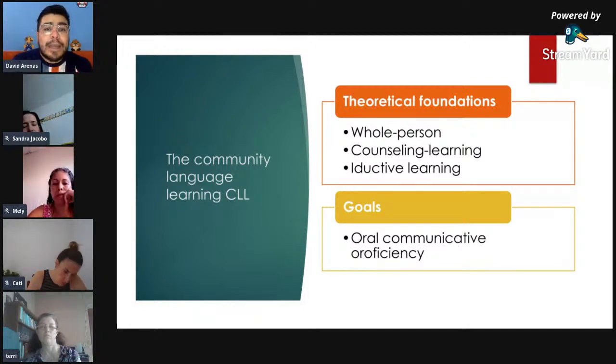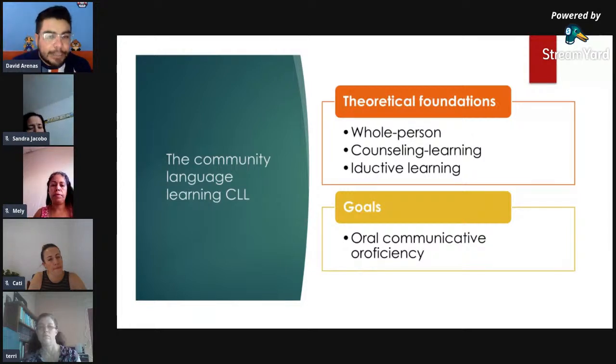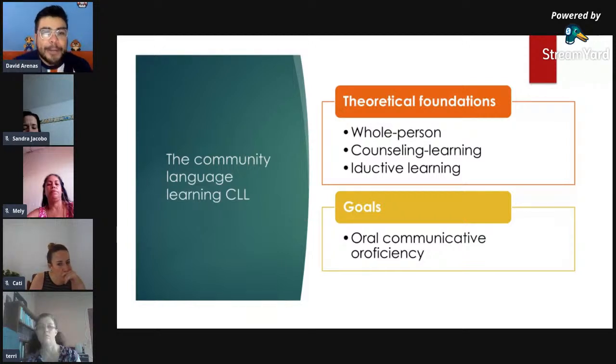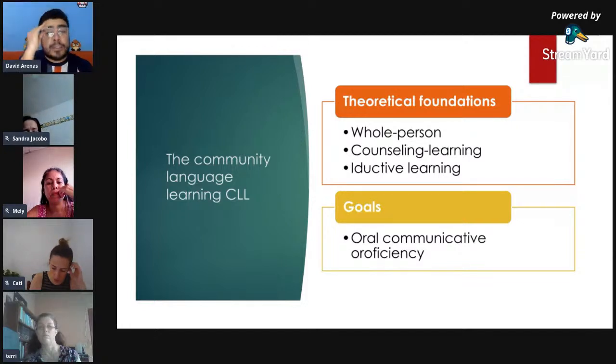It was more directed to inductive learning, not deductive, and in brief words, this is how we understand the CLL theoretically, right? The goal of this method was for students to practice speaking. It was for them to achieve this communicative proficiency.